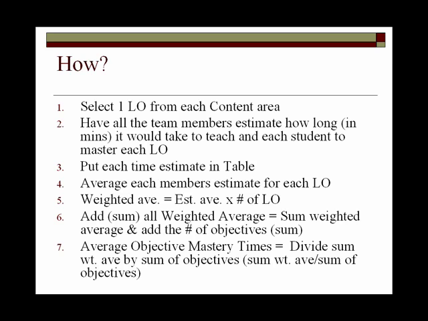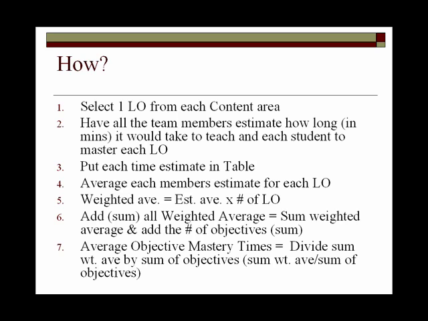So again, categories are your 3 content areas, then you select one of your learning objectives and determine how long you think it will take. So you have 4 different numbers for each one of those objectives. You're going to put those time estimates in the table.